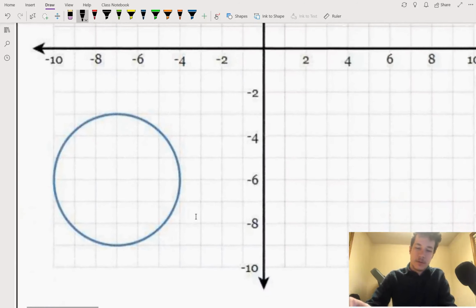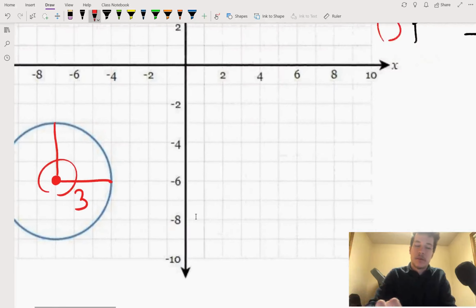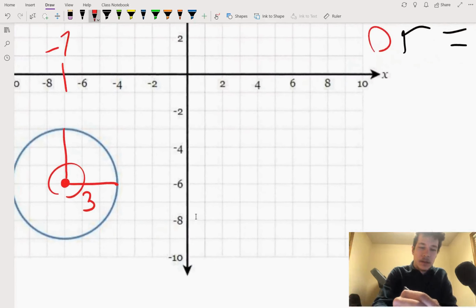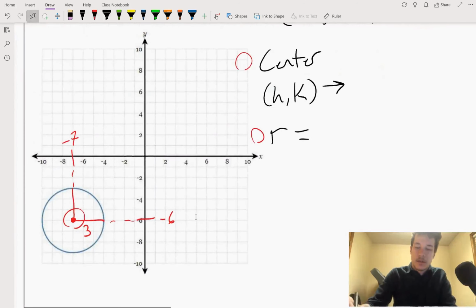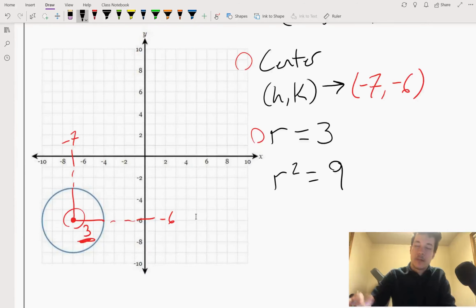Okay, if we take a look at this circle, it looks like it has an even radius. It's pretty easy to just eyeball this one. You can see that this point is 3 units apart from all of the sides. So not only do I have a center at -7, -6, okay, so my center is at -7, -6. And my radius is just 3, that 3 units of distance I found before. So r is going to be equal to 3. Remember, we want r squared, and that's 9.